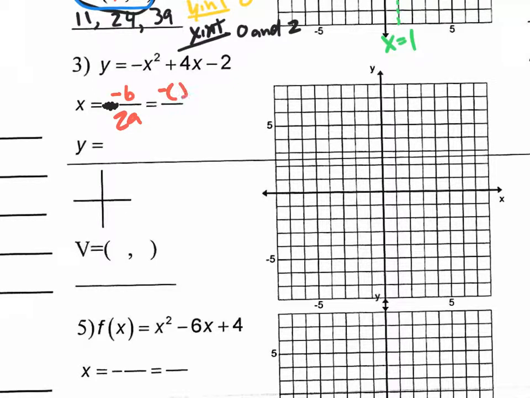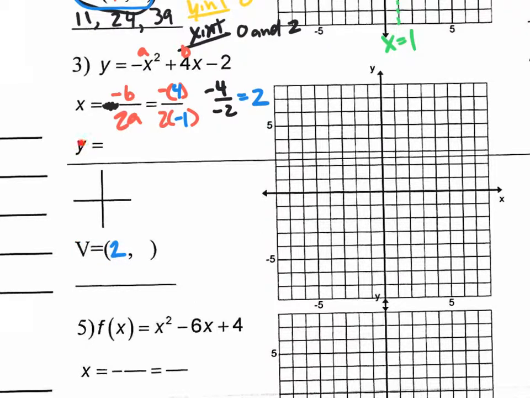So let's go negative parenthesis over 2 times parenthesis. We know the b value is 4 and the a value is negative 1. So you really have a negative 4 over a negative 2, and that's really positive 2. So the vertex x value is positive 2. Down here where it says v equals, I'd put a 2 where the x belongs.